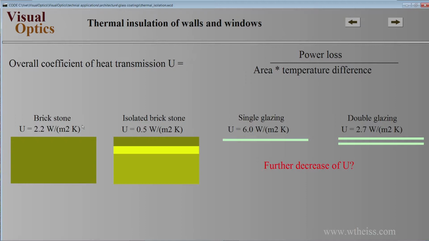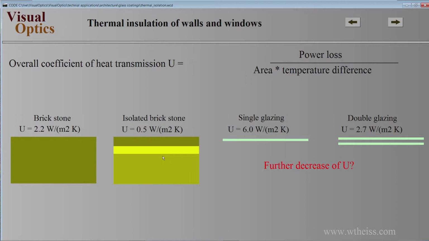A very simple thin brick stone wall has a U value of 2.2 watts per square meter and Kelvin temperature difference. If you use a more modern insulated version with maybe some foam insulation in between, you can reach values of 0.5 watts. And obviously the U value tells you how much money you have to invest in the heating inside the building, or in cooling inside the building if you are in an area which is much hotter outside than inside buildings.